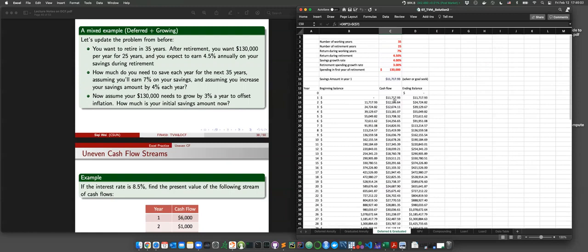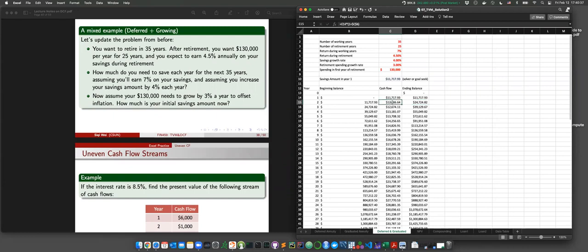Now with a similar setup, you need to draw a timeline or time value diagram, something like this. The beginning balance, again, is 0 at the beginning of the timeline. The intermediary cash flow is the objective cell you are going to solve for. And the ending balance is the same construct, the basic present-future value identity. You do that for the entire working years.